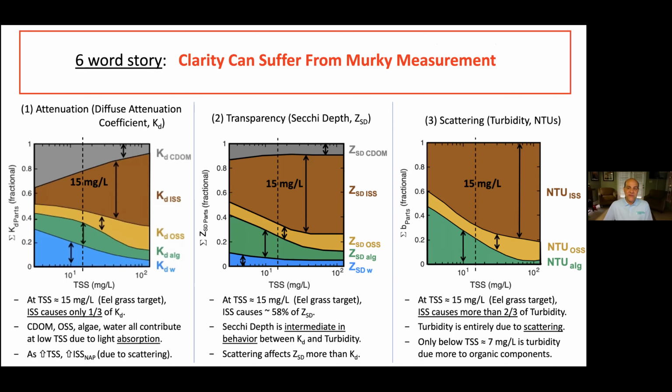I end by repeating my 6-word story. Clarity can suffer from murky measurement. In other words, whether water is found to have good or poor water clarity can depend on how you measure it.